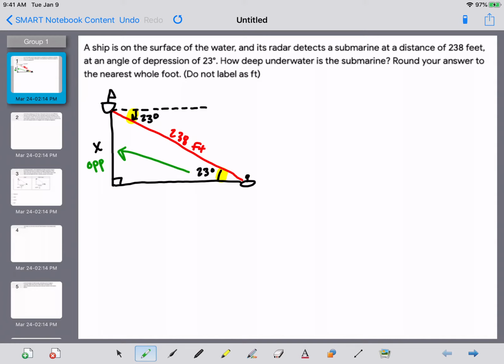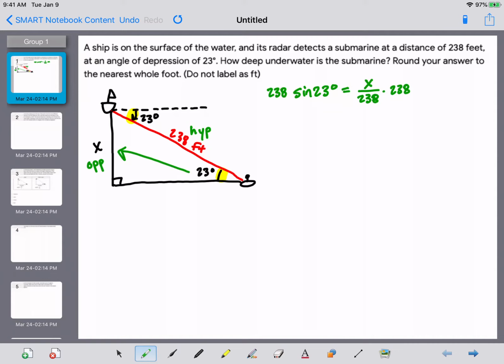But anywho, if we look at the situation that we've got going on here, this x right here is opposite the 23 degrees. This is our hypotenuse, and if you think of SOHCAHTOA, we know that if we have a relationship with the opposite and hypotenuse, we can say the sine of that angle, which is 23 degrees, is equal to our opposite x over our hypotenuse of 238. So to get x by itself, we're just going to multiply both sides by 238.